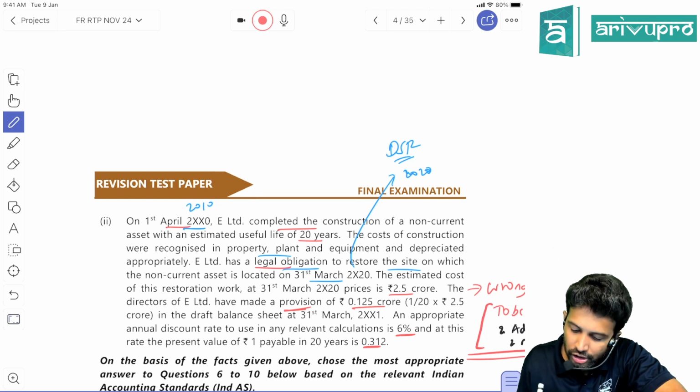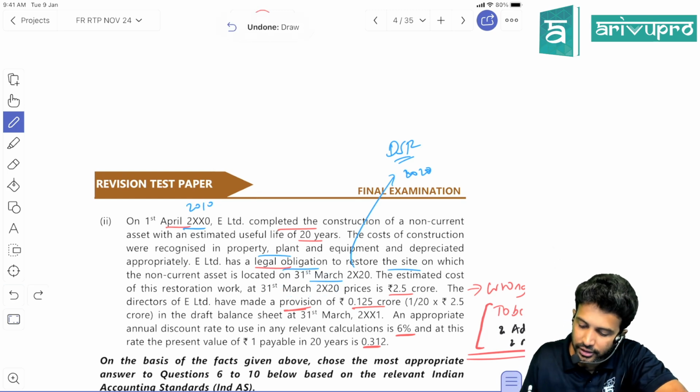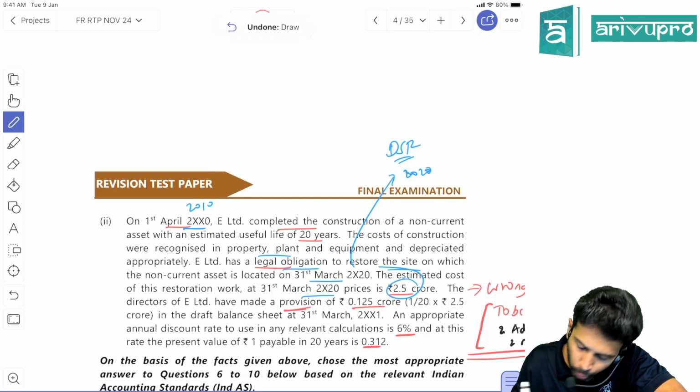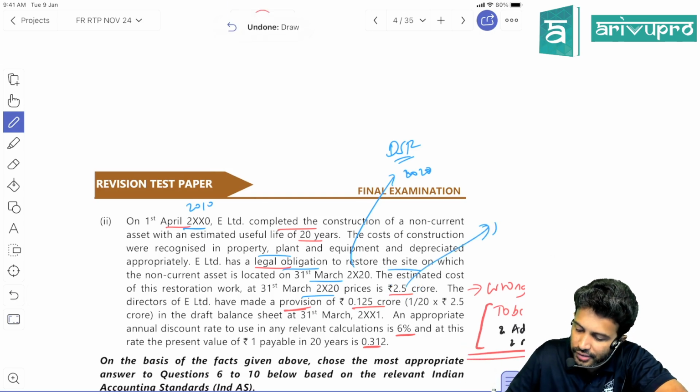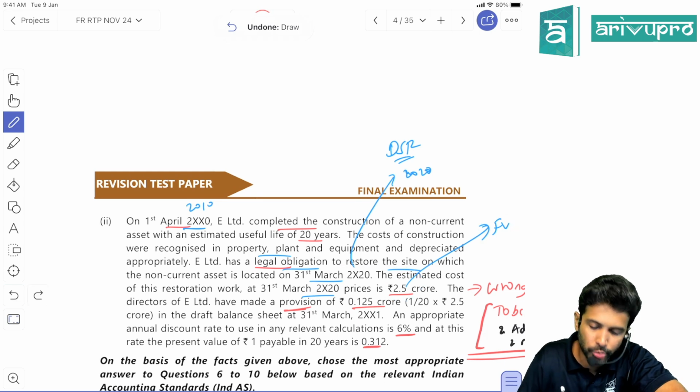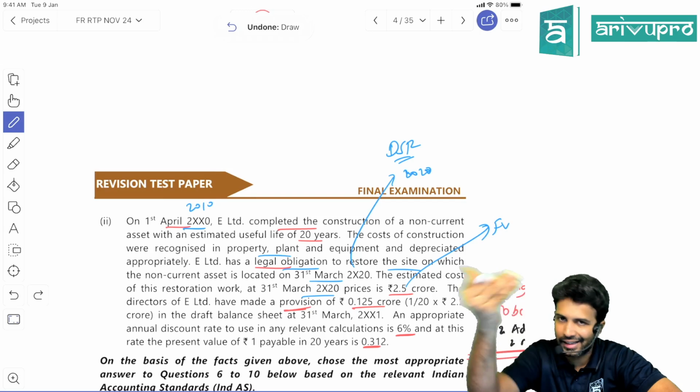The estimated restoration cost after the period, on 31st March 20x20, will be 2.5 crore. This 2.5 crore is a future value. Can we add 2.5 crores to PPE? No. Find out the present value and then add.